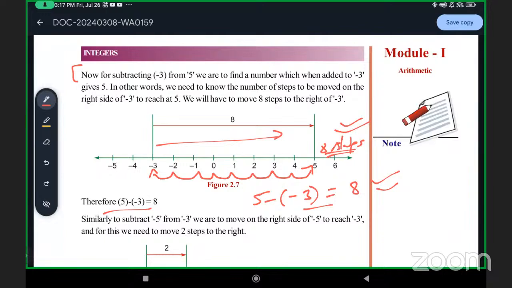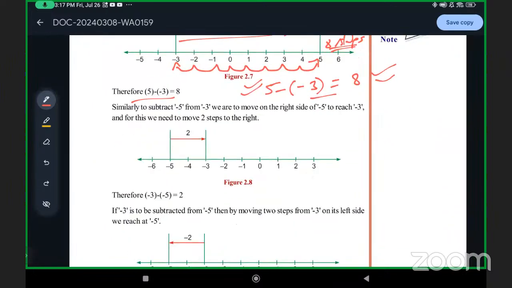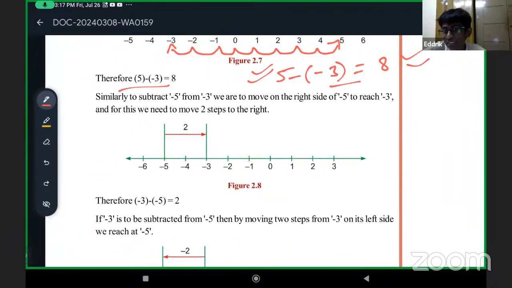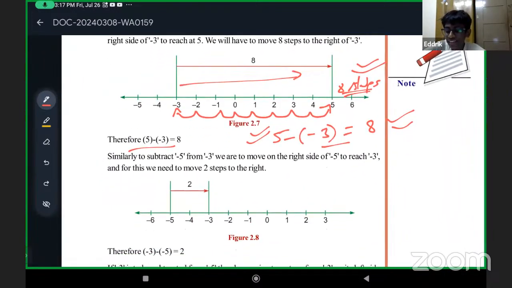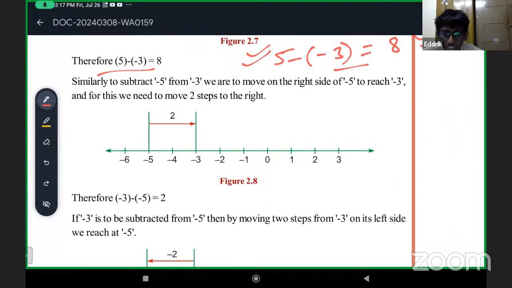So this is how you show it on number line. This is just to explain it to you. Mainly, you have to remember those 4 steps: plus plus is plus, plus minus is minus, minus plus is minus, and minus minus is plus. If that is clear, it's very easy to solve this. Yes, ma'am, same sign means you have to add, and different sign means you have to subtract. Yes, that is right.